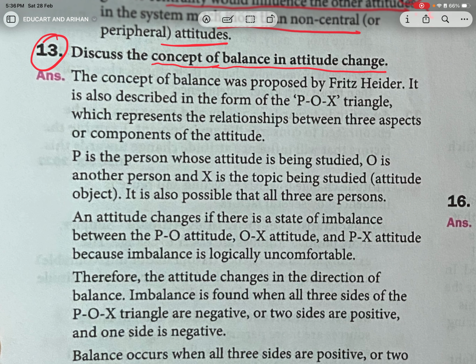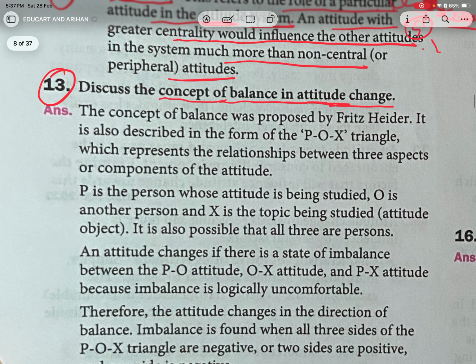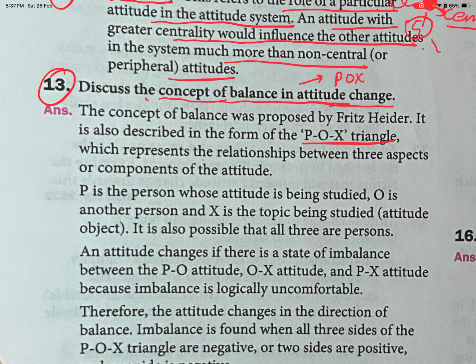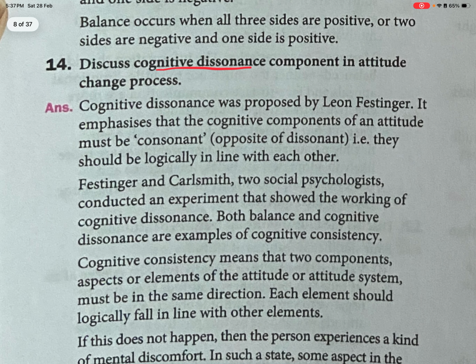Okay, I thought I will discuss the concept of balance in attitude change and also cognitive dissonance. Here, the question on the concept of balance can occur either in the form of "discuss the concept of balance" or as "discuss the POX triangle." The POX triangle is basically the concept of balance. It was proposed by Fritz Heider, and cognitive dissonance was proposed by Leon Festinger.